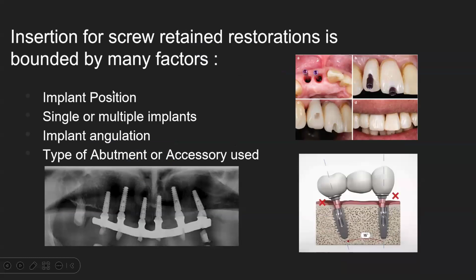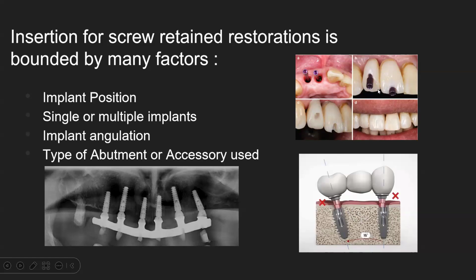Insertion for a screw retained restoration is bound by many factors. You can expect that you will shift your prosthetic workflow due to implant position. Also, screw retained restoration differs a lot depending on whether you are restoring a single implant or multiple implants. Implant angulation also plays a role in your choice of screw retained prosthesis. The type of abutment or accessory used matters, like in this case, where we have a full arch implant case. You should choose the appropriate abutment for landing your screw retained restoration safely and passively.